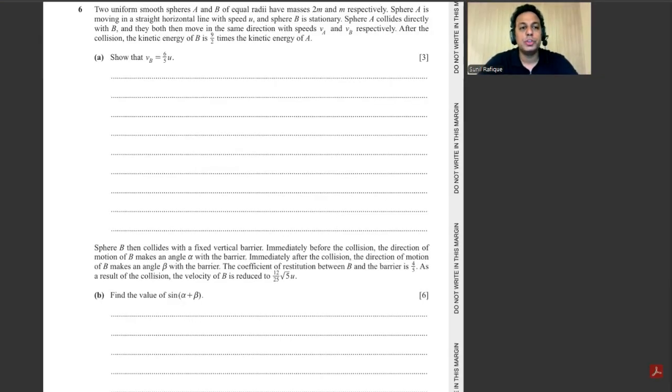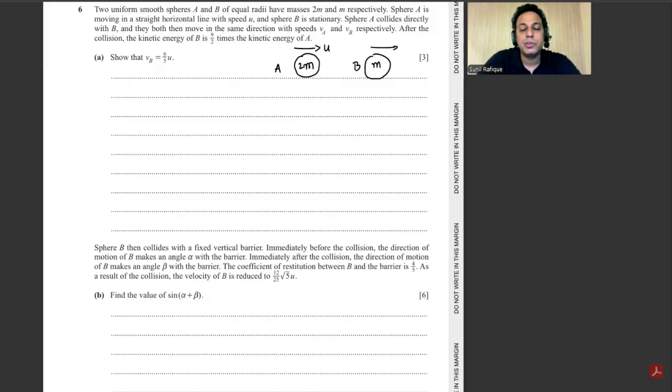Question 6.2. Uniform smooth spheres A and B of equal radii have masses 2m and m respectively. Sphere A is moving in a straight horizontal line with speed u, and sphere B is stationary. So let's make a diagram. We have sphere A, mass 2m. We have sphere B, mass m. This is moving initially with speed u.